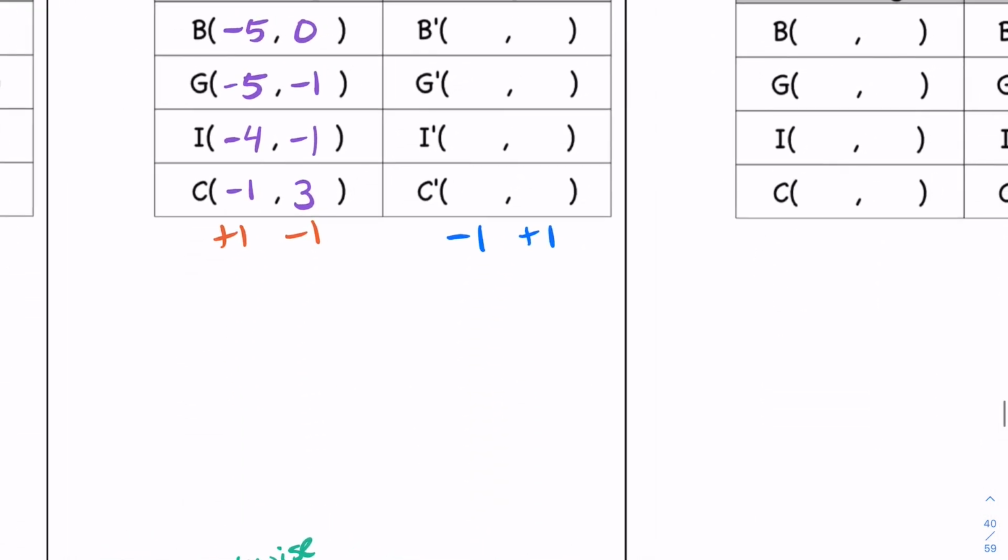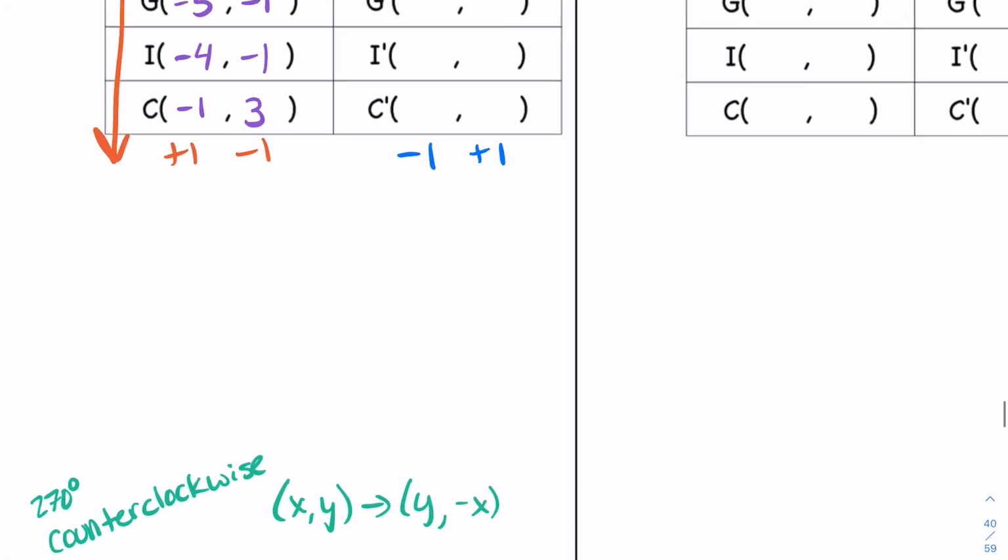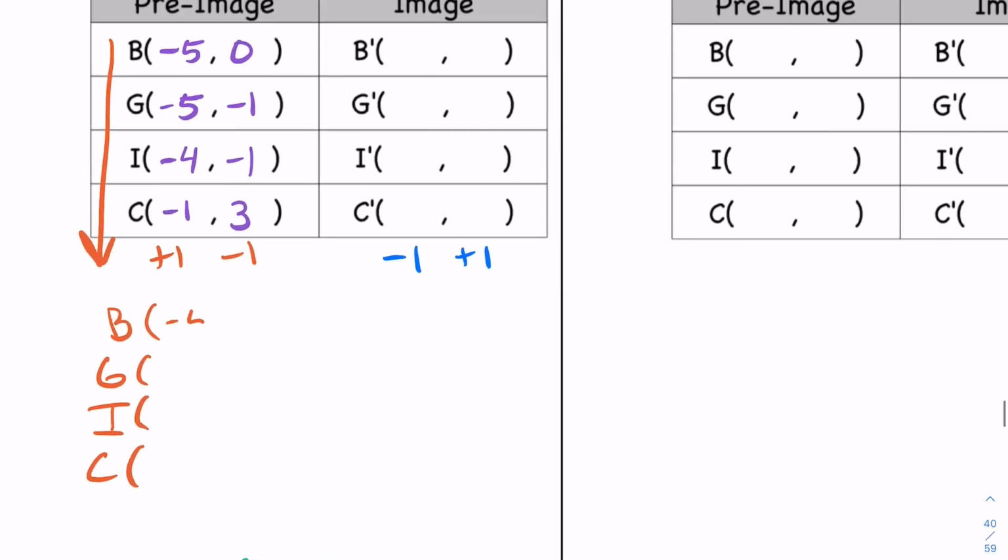All right, and I'm going to do BGIC, my new coordinates, which is negative 5, negative 5, negative 4. Oh, sorry, I'm adding 1 to all of them. Negative 4, negative 4, negative 3, 0. And I'm taking 1 away from the y coordinates. So negative 1, negative 2, negative 2, 2.